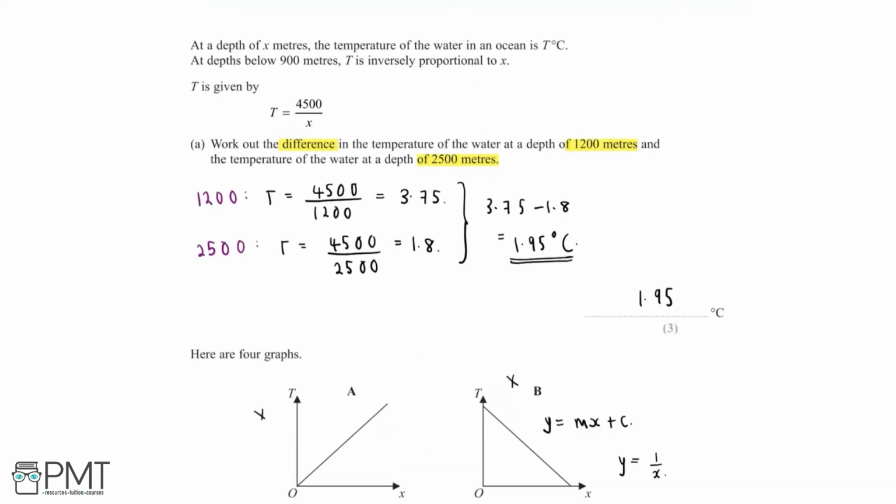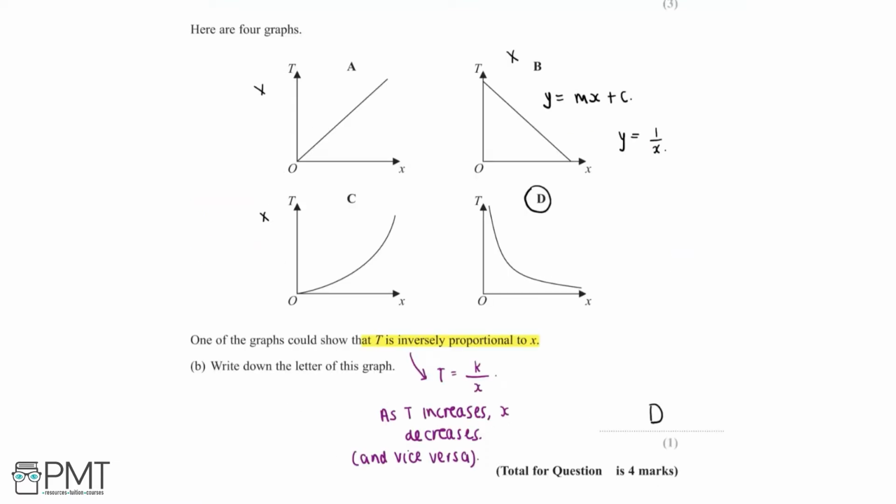Now this question is worth 4 marks in total, so let's take a look at where these marks are allocated. In part A, we get the first mark for finding the temperature when the water has a depth of 1,200 meters. We get the second mark for finding the temperature when the water has a depth of 2,500 meters. And we get the third mark in part A for getting a correct difference of 1.95 degrees Celsius. And in part B, we get the 1 mark for getting the correct answer of D, allowing us to get the full 4 marks needed in this question.